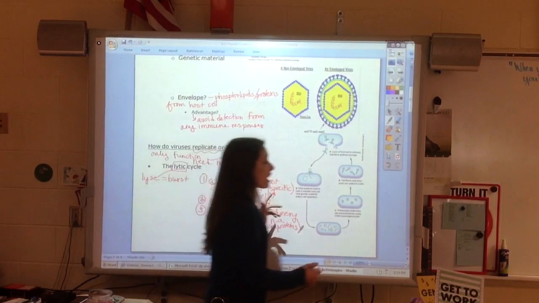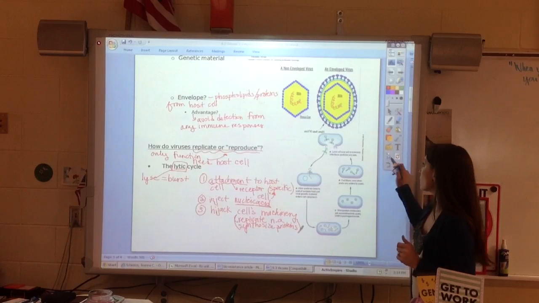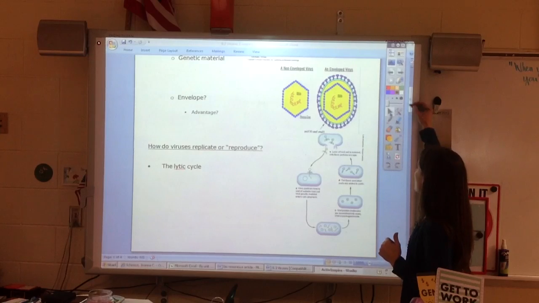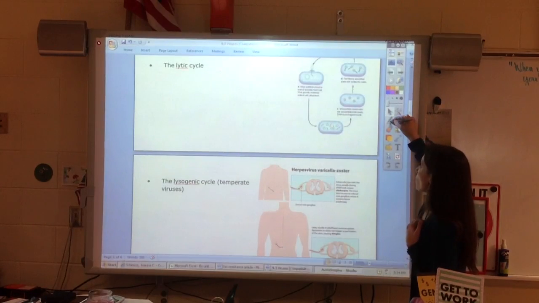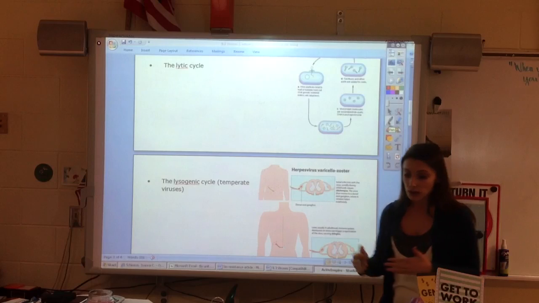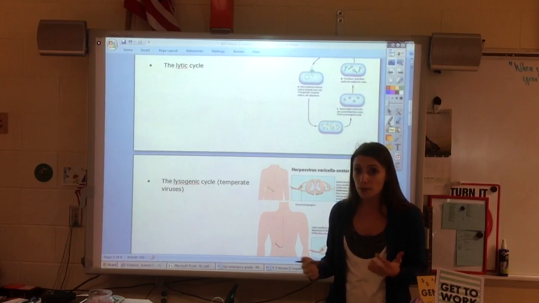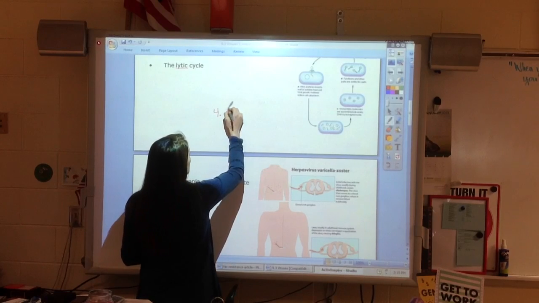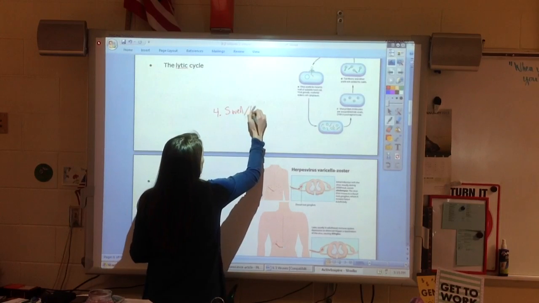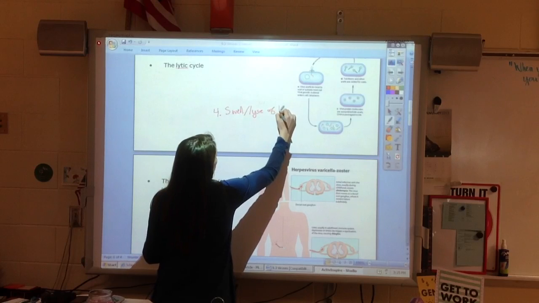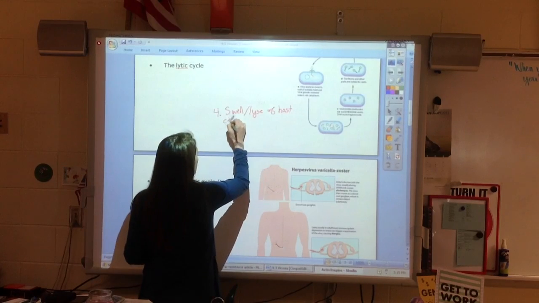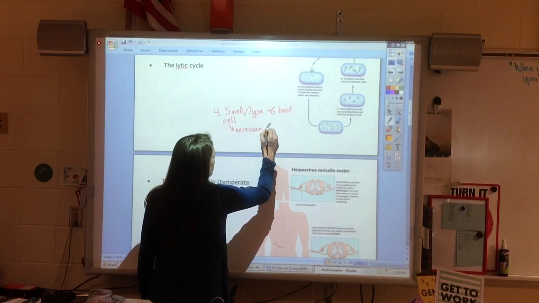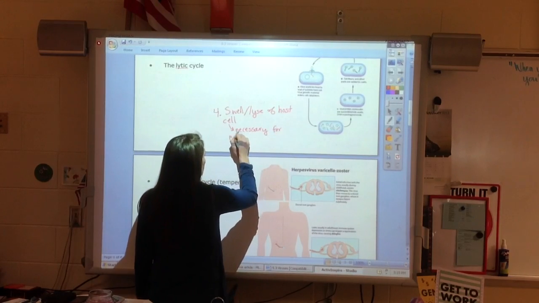And of course, as you start to look at HIV specifically and ways to inhibit viruses, we are going to see that each of those steps is really a pathway where we could stop viral replication. The fourth step is actually going to be the swelling and the lysing of the host cell. And this is necessary for the next infection.